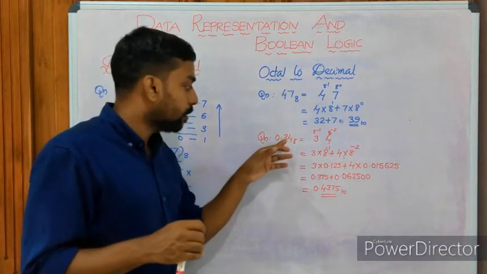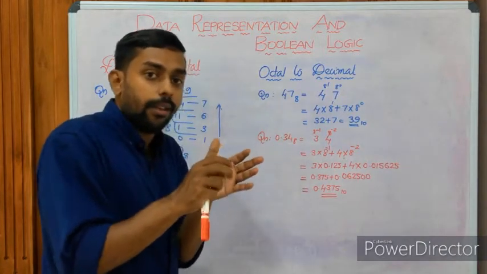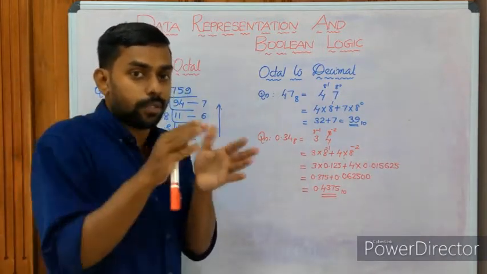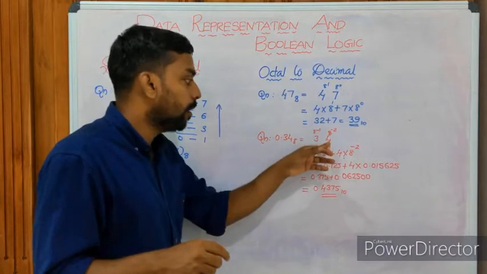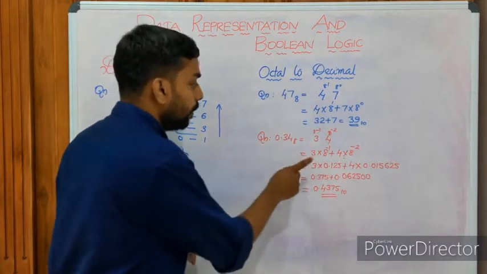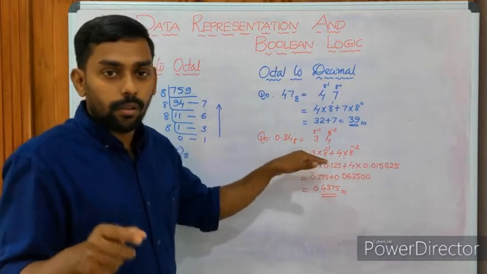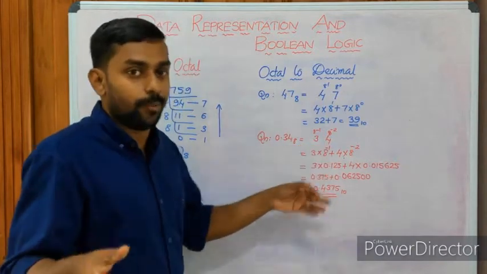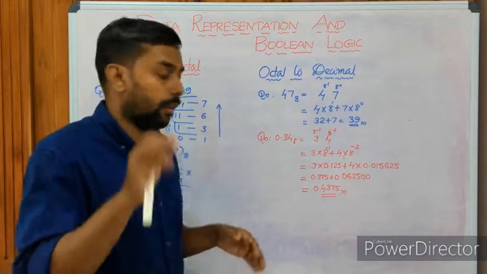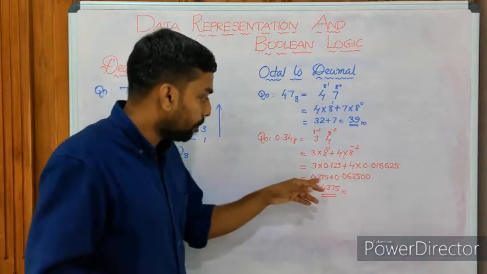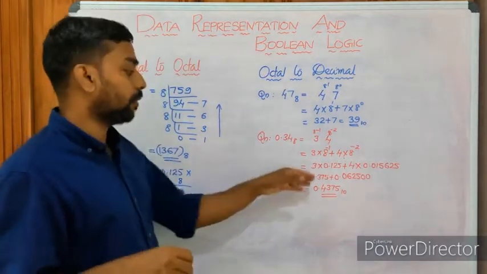Then the fractional part, 0.34. We are rewriting it as 3 4. Just after the decimal point, the positions proceed like minus 1, minus 2, minus 3. So for 3, the place value is 8 raised to minus 1, and for 4 it is 8 raised to minus 2. Then 3 into 8 raised to minus 1 plus 4 into 8 raised to minus 2. You have to know what 8 raised to minus 1 and 8 raised to minus 2 are. For bigger numbers, for your exam, the value will be given, so don't bother about that. Then just multiply and add. We get 0.4375 base 10.